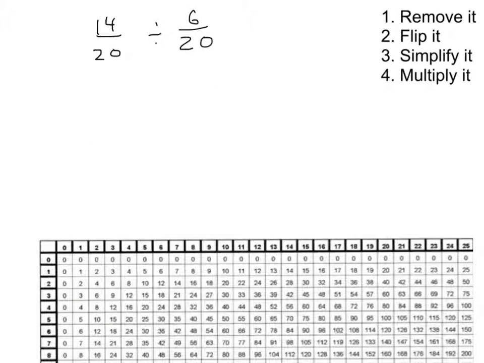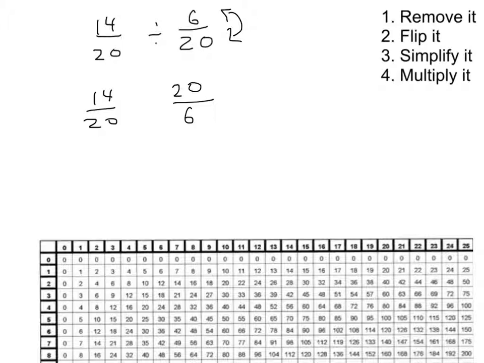Okay, so the next question is 14 over 20 divided by 6 over 20. So let's jump right into it. What you should have done was you should have written down the first fraction, then you should not have included the division sign there. Remember, remove it, we don't want it anymore. And then we should flip the second fraction. So the denominator now becomes the numerator, and the numerator now becomes the denominator. So again, we just swap them. So in this case, we'll have 20 on the top and 6 on the bottom.